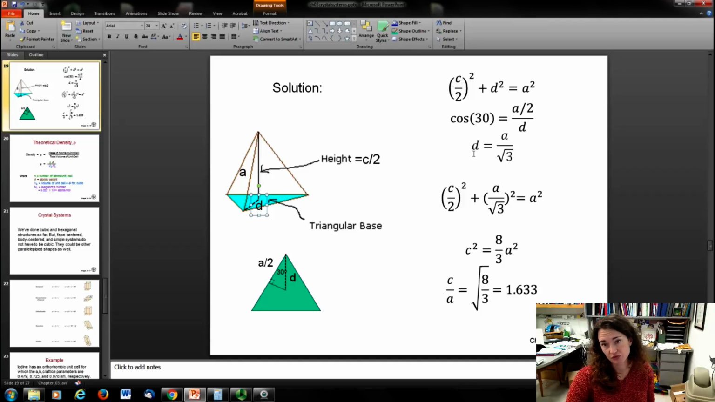Now, from that, I can plug it back into my earlier relationship for my Pythagorean theorem, okay? And then I've gotten rid of one of my variables. So I have C over 2 squared plus D squared, which I'm now subbing in A over root 3 squared, is equal to A squared. And now I can solve for C in terms of A.